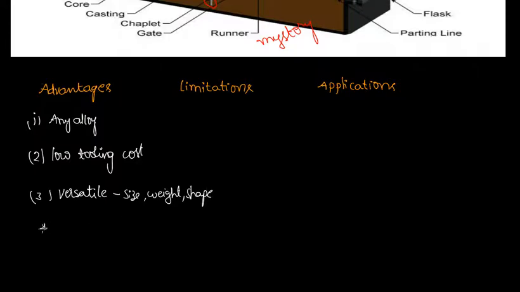And the fourth advantage is quality. And the fifth advantage is timing. These are the main advantages of sand casting, right? And there are also some limitations of sand casting. What are those? A little bit of compromise in accuracy. Accuracy means dimensional accuracy.